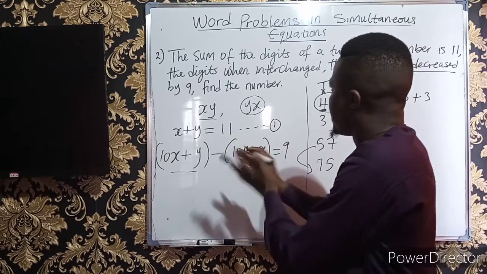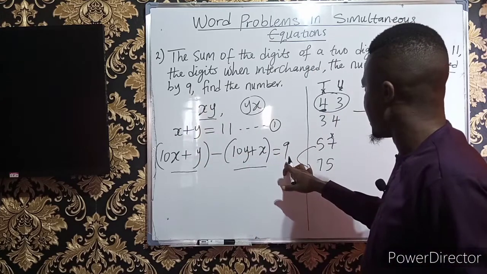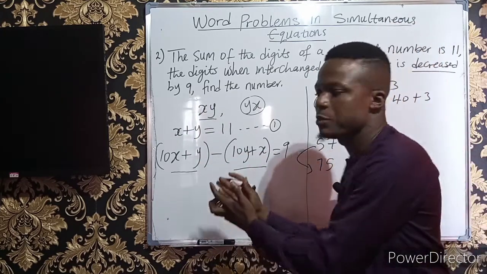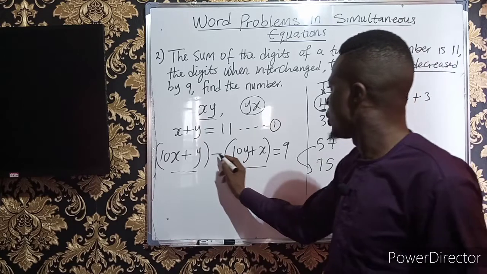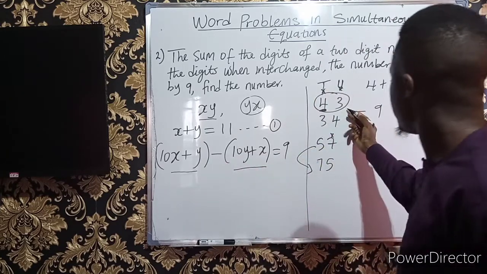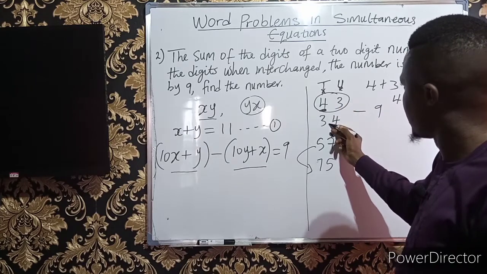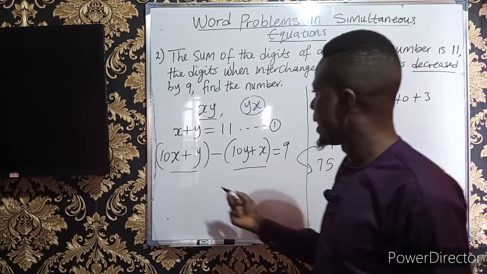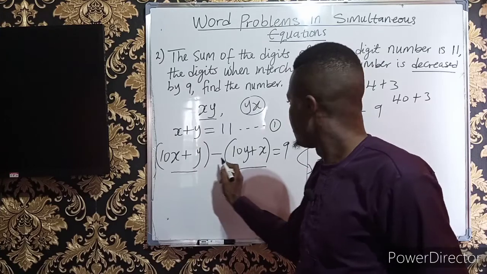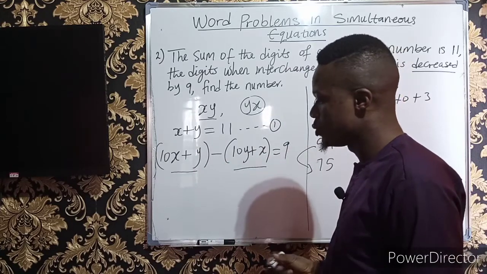And after the interchange, the number decreased by what? 9. That is to tell you that the difference between the two numbers is 9. That is why I'm taking subtraction. As you can see here, 43 and 34, the difference is 9. Therefore, 43 minus 34 will give you 9. And that was why I wrote 10x plus y minus 10y plus x equal to 9.